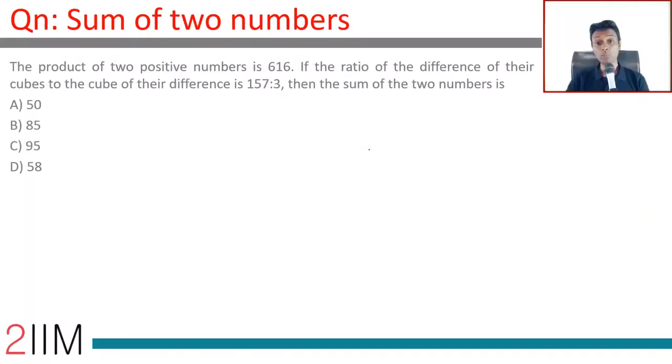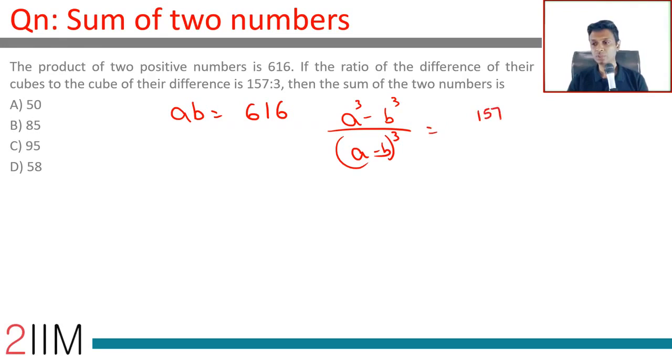Such is life. Product of two positive numbers is 616. A into B, sorry, it's not 16, 616. The ratio of the difference of their cubes to the cube of their difference, A cube minus B cube by A minus B whole cube, is 157 by 3.